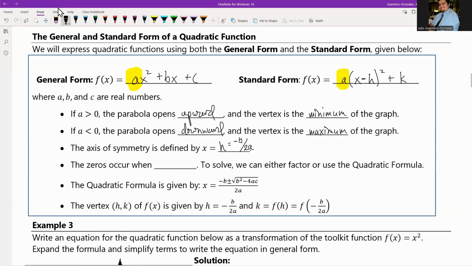The zeros still occur when your y, which is your f of x, is equal to 0. To solve something where f of x, a polynomial like this quadratic function, is equal to 0, there are two methods. One is factoring, which we've done before. That's basically the diamond method, if you remember that. You can either do the diamond method or use the quadratic formula, and I'm about to cover the quadratic formula in a second.